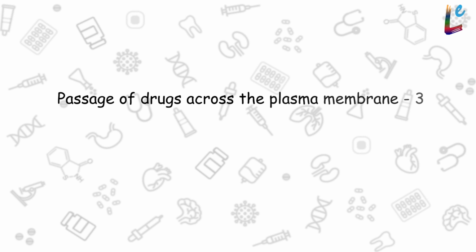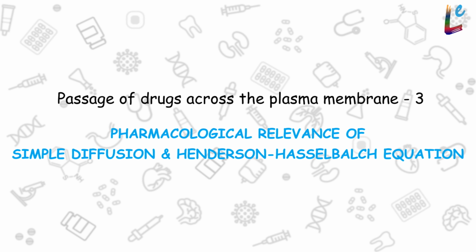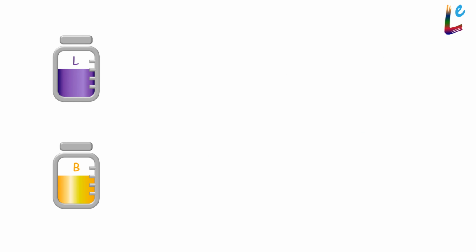Learn efficient pharmacology. Passage of drugs across the plasma membrane, part 3. Pharmacological relevance of simple diffusion and Henderson-Hasselbalch equation. L and B are two local anesthetic drugs.